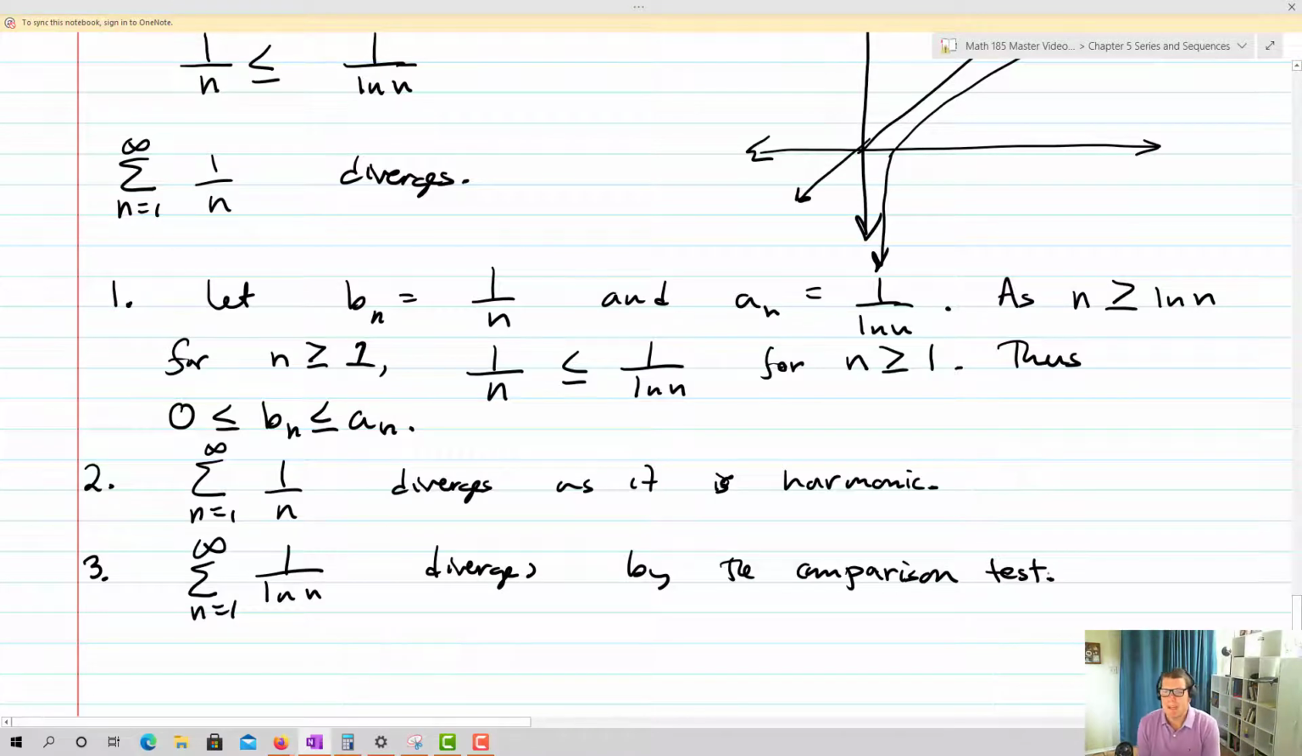All right, I have found a function that is in fact less than or equal to the function that I'm trying to make a decision on for all values n greater than or equal to 1. I showed that that function in fact diverges, and so that means that my function diverges as well by the comparison test.